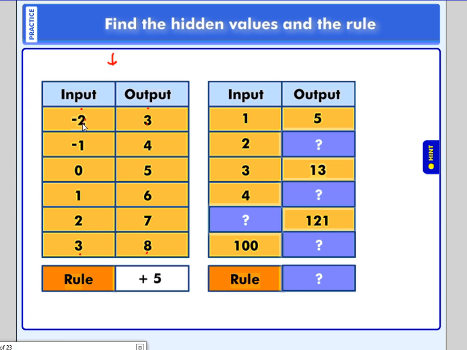I can see over here that it's increasing by 1 every time. My input is 1, my output is 5. Input is 2, I don't know what it is. Input is 3, output is 13. I'm going to look at the relationship between my outputs. And the difference between 5 and 13 is 8. All right?